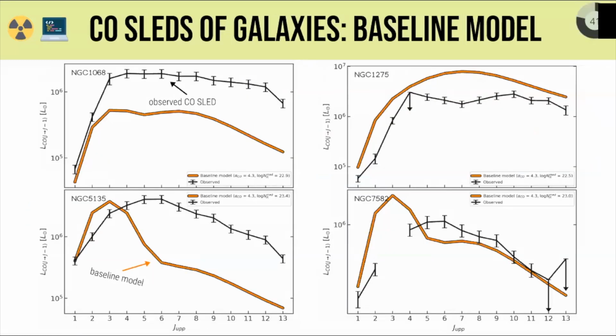So these are the results for galaxies. The black line with the error bars is the observed CO-SLED, and the orange line is what we call the baseline model. So this is just the CO-SLED that comes from our modeling without any fit involved, and it is already in solar luminosities. So it doesn't match perfectly the observed CO-SLED, but these initial results were very promising, because to make these baseline models, these orange lines, the code doesn't know at all the observed CO-SLED, it just knows the molecular mass of the galaxy, and the far ultraviolet and X-ray fluxes.